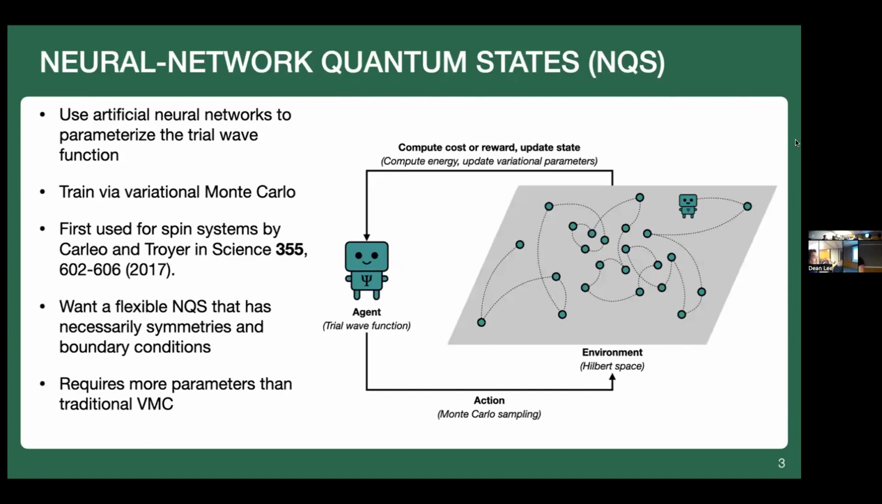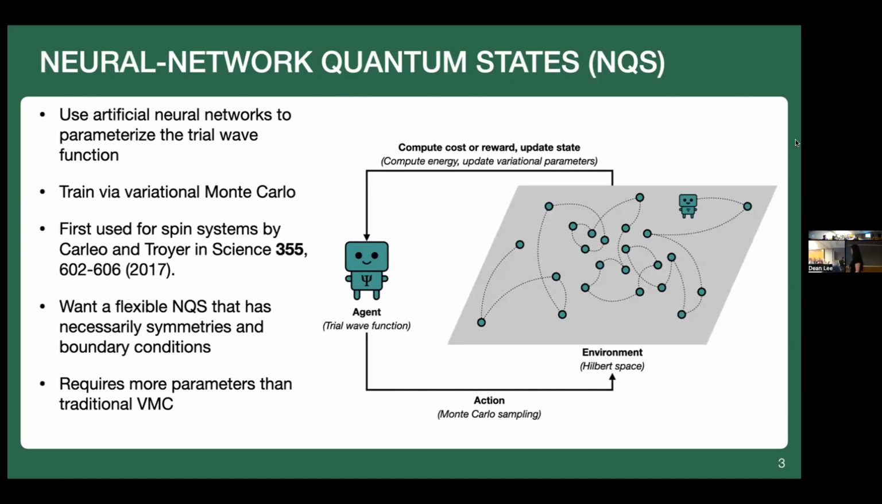Now, when we introduce neural networks into the mix, we are basically trying to find a very, very flexible parameterization for the wave function. And the first time this was done was only in 2017. That's not that long ago. So this field is quite new. And since then, it has really exploded.